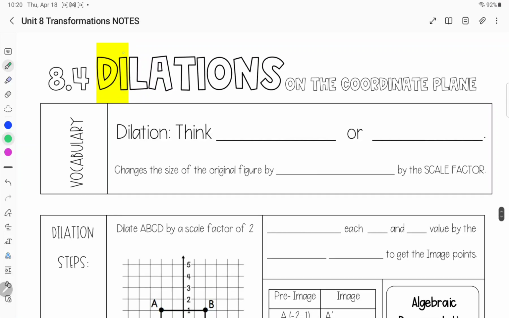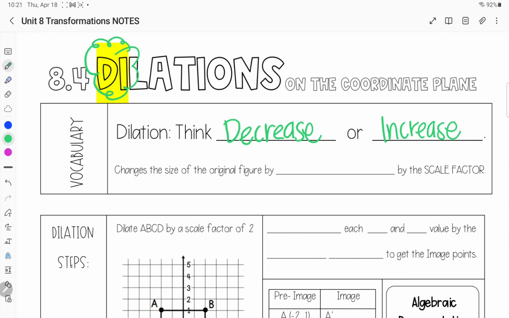Dilations. So dilations, we're going to think of the D and the I. So we're going to think a decrease, or it could increase. This is the only one of the transformations that we do that is not rigid. This one will change the size, but not the shape.